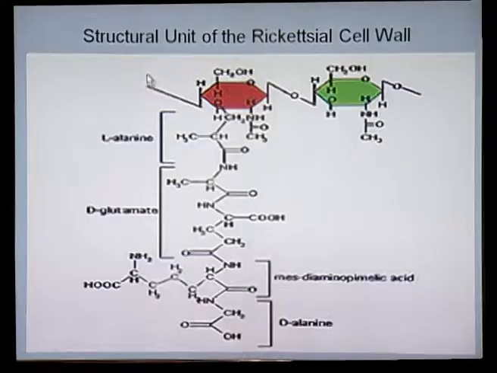This is the typical structural unit of the rickettsial cell wall. It has the normal NAG-NAM connected by glycosidic linkage, with L-alanine, glutamate, meso-diaminopimelic acid and D-alanine. But there is no teichoic acid, and this organism is pathogenic. It will enter the cell and cause definite symptoms.